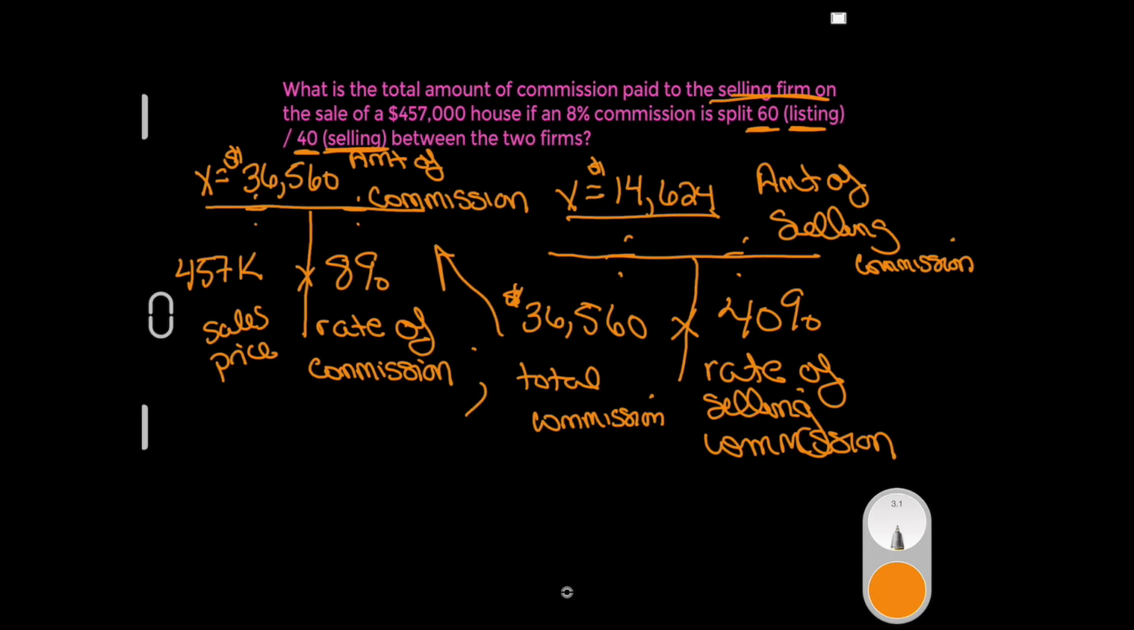So a word of advice: when you get on this test, you will see both answer choices, and you want to make sure that you use the $14,624. That is what is going to be the right answer. Don't fall for the $36,560. Just because you see it doesn't mean it's the final answer. Check your work, look at what they're asking, and go from there.